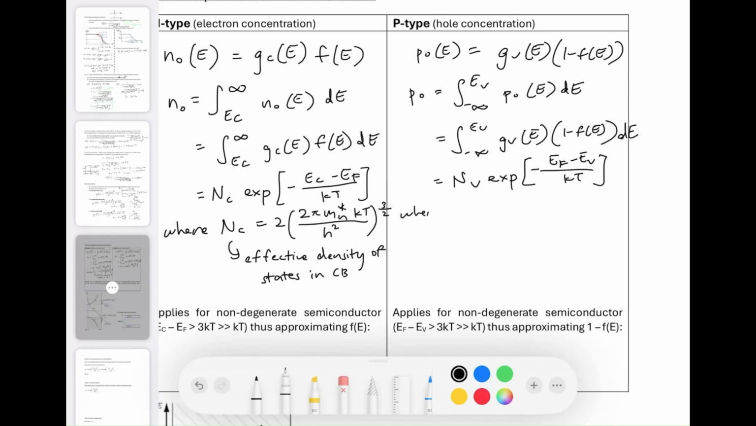And so again, this is where NV is equal to 2 times (2 pi times the effective mass of a hole times kT over h squared) to the power of 3 over 2. So you can see NC and NV are very, very similar. So again, this is the effective density of states in the valence band. As you can see, they are very similar. The only thing that's different is the effective mass of electron versus effective mass of hole.